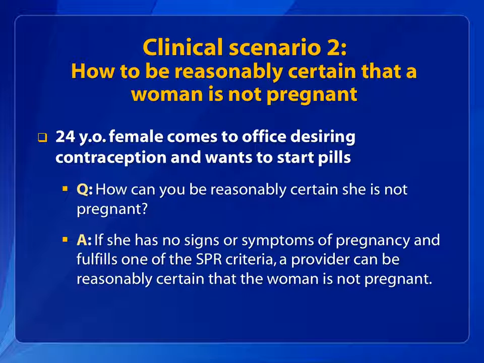The recommendation in the U.S. SPR therefore states that if a woman has no signs or symptoms of pregnancy and fulfills one of the criteria, a provider can be reasonably certain that the woman is not pregnant. Routine pregnancy testing for every woman is not necessary.